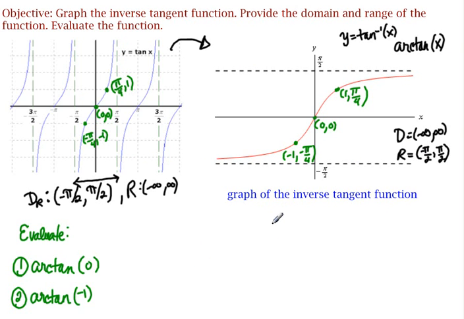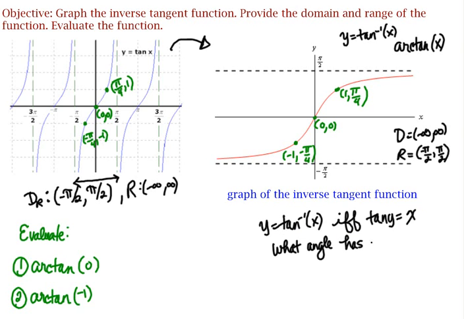So again, whenever we're asking ourselves to think about what y equals tan inverse of x means, well, that is true if and only if, we can use an abbreviation for that, IFF, if and only if tangent of y is equal to x. Well, again, that's asking ourselves to figure out what angle has a tangent of x. Well, what does our angle have to be? Well, our angle has to be between negative pi over 2 and pi over 2.